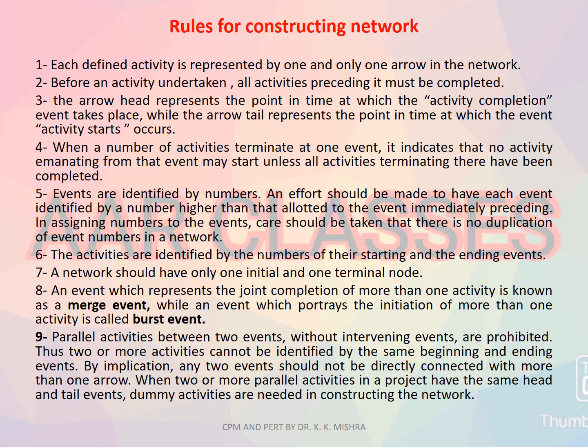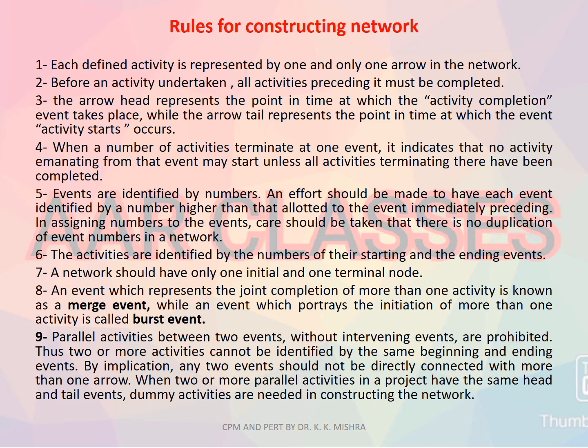The ninth one is that parallel activities between two events without intervening events are prohibited. Thus, two or more activities cannot be identified by the same beginning and ending events. By implication, any two events should not be directly connected with more than one arrow. When two or more parallel activities in a project have the same head and tail event, dummy activities are needed in constructing the network. Moreover, I have already explained this in my previous video tutorials specifically on networking.